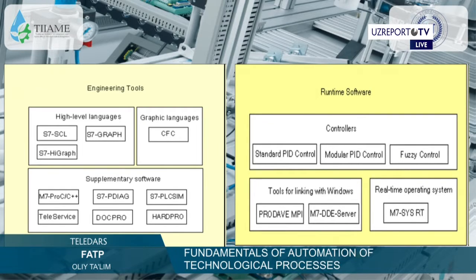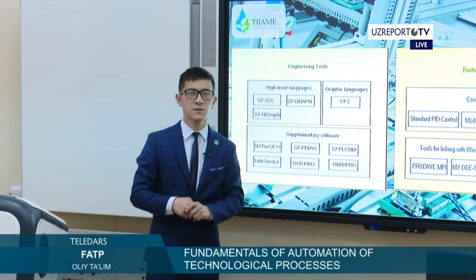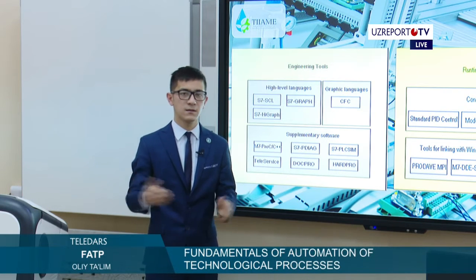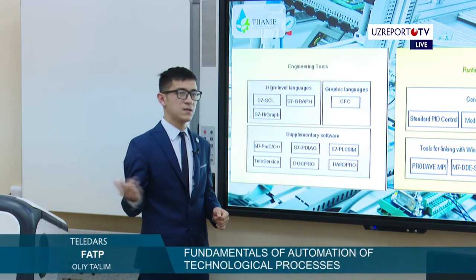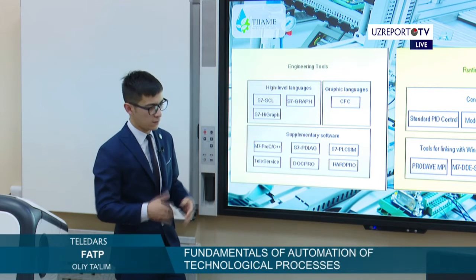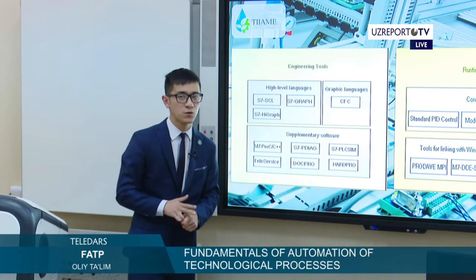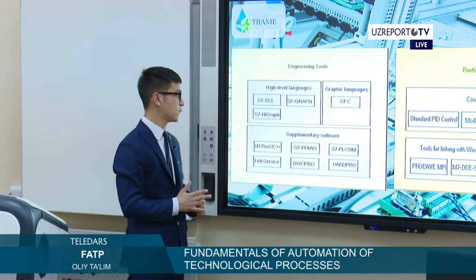First is high-level language. It means an international language, useful all over the world. They don't have any individual rules, which means it's very useful. And the second one is graphic language. Some people have difficulty making text programs like in C++ or Python. But in Step 7 from Siemens, they have a CFC, an international language, and it has a connection to CFC, and you can make a graphic language program and use it and download it to your controller.